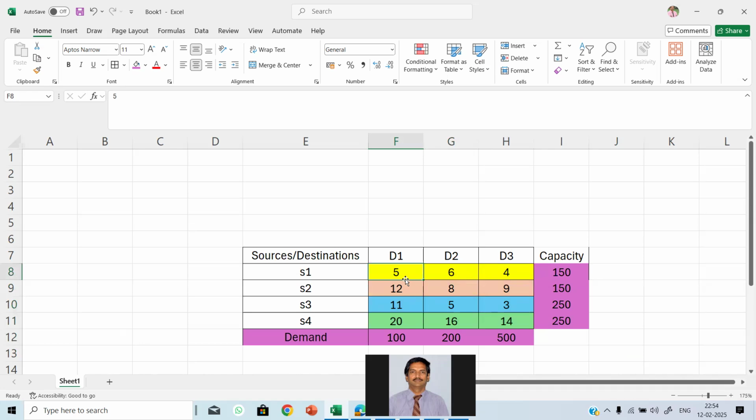Actually, the cost of transportation will be 5 rupees for D1, 6 rupees for D2, and 4 rupees for D3. So how many units I transport is directly affecting my cost of transportation, right? Suppose I want to minimize the cost of transportation. Out of the total matrix, the cost of transportation between S3 to D3 is 3 rupees only. So 250 units I can transport to D3.